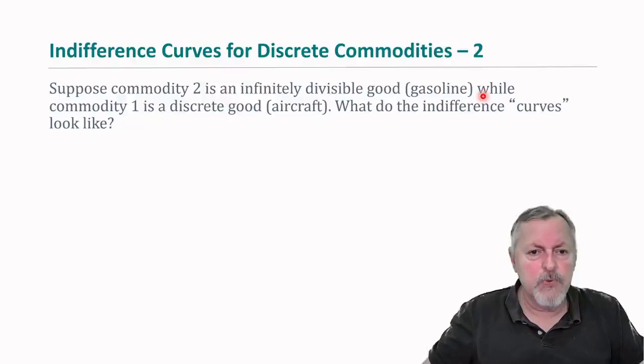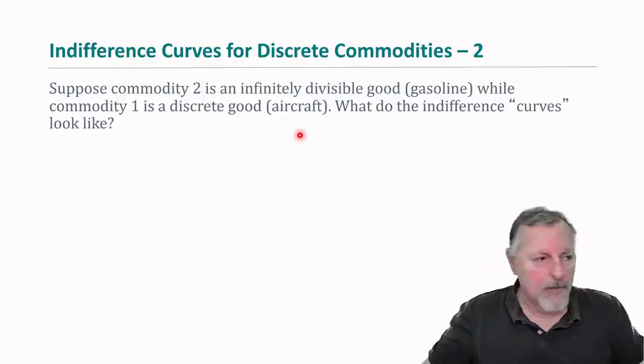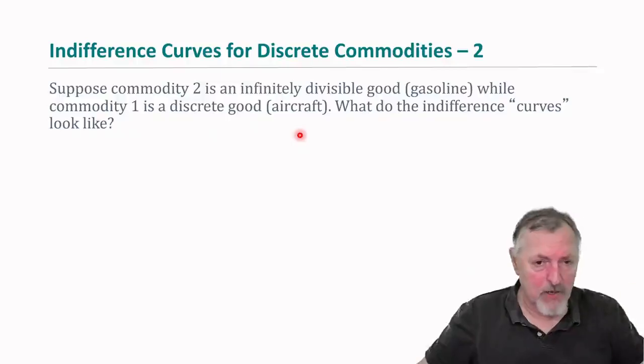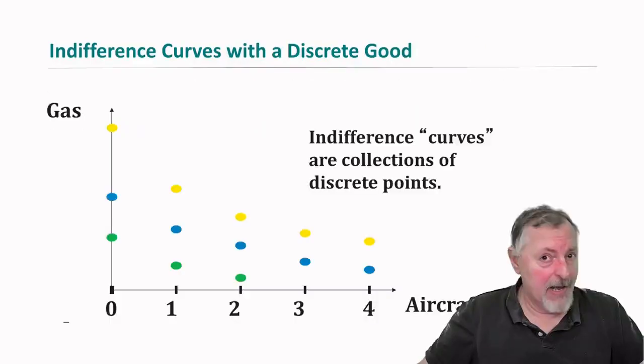Commodity 2, gasoline. You can buy it in any quantity you want. Of course, that's not technically true, but you can buy it in fine enough gradations that we can call it infinitely divisible. Or aircraft. You cannot buy half an aircraft.